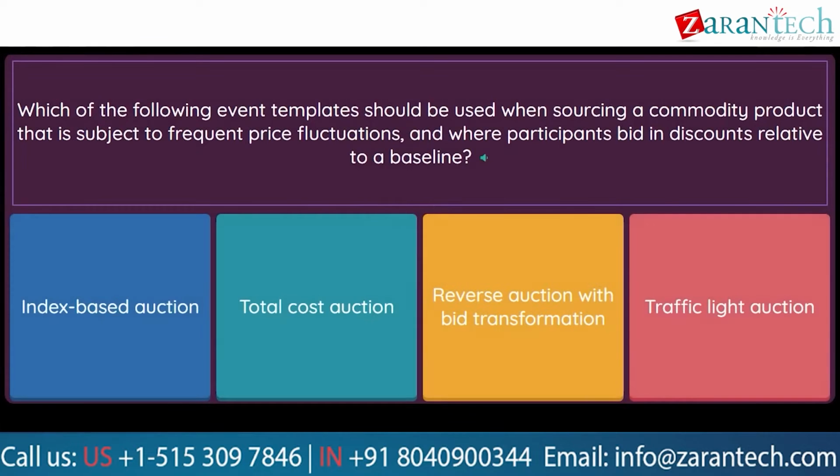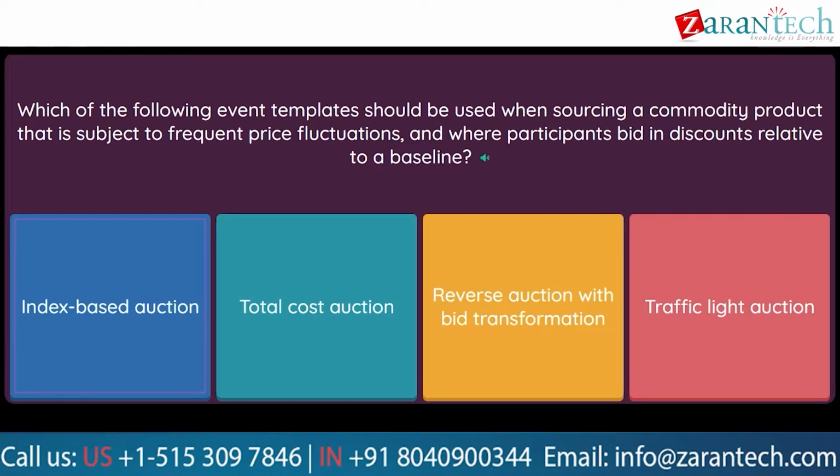Question: which of the following event templates should be used when sourcing a commodity product that is subject to frequent price fluctuations, and where participants bid in discounts relative to a baseline? Option 1: index-based auction. Option 2: total cost auction. Option 3: reverse auction with bid transformation. Option 4: traffic light auction.